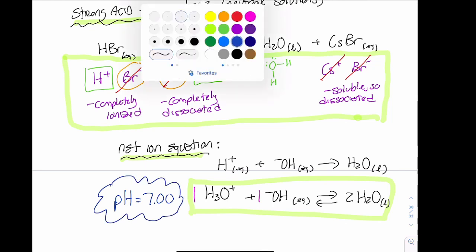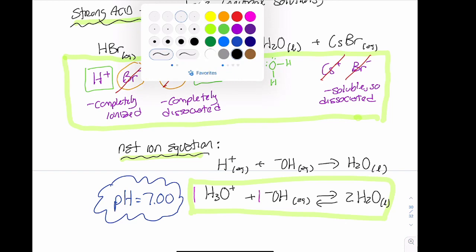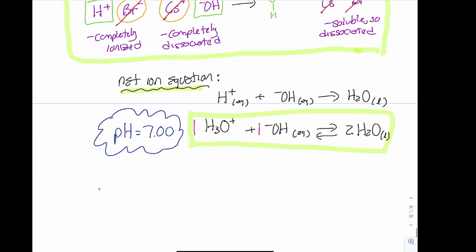So what we need to be able to do eventually is if I just give you the salt, I don't give you the entire reaction, I just give you the salt, and we need to be able to recognize, is it acidic, basic, or neutral? So if I just give you, for example, potassium nitrate, what I need to recognize is that potassium ions, using our solubility rules, this is dissociated.